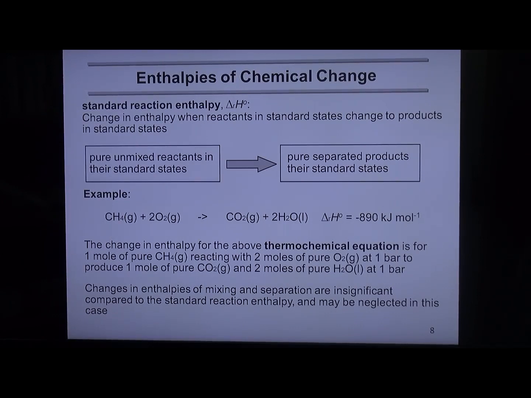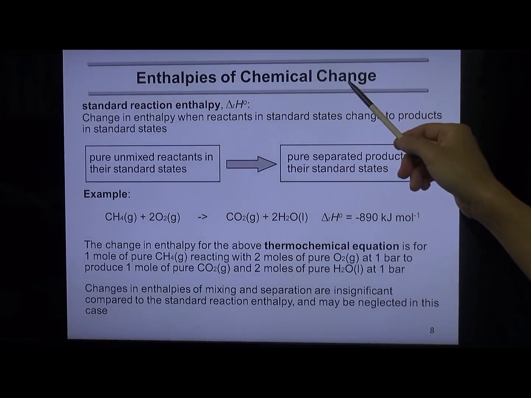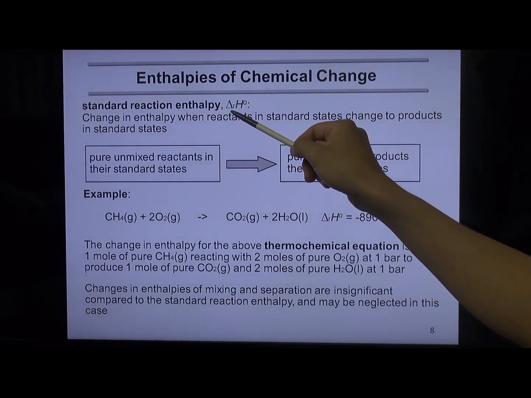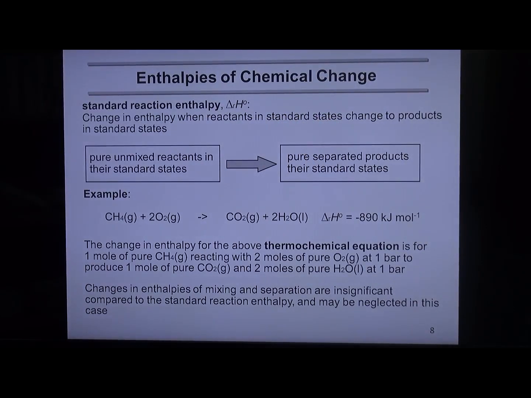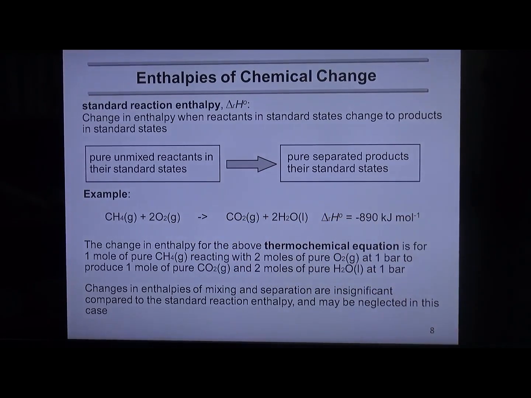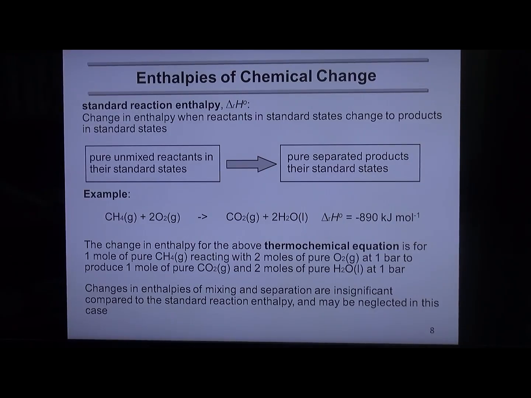Same, we are assuming standard states for both initial and final substances. Instead of physical change, we are basically doing a chemical reaction, right? So we call the standard enthalpy change of a chemical reaction the standard reaction enthalpy, denoted as delta r H naught. Basically we are dealing with this kind of chemical reaction in which all of the reactants and products are in standard states, and we can get information about the standard reaction enthalpy.